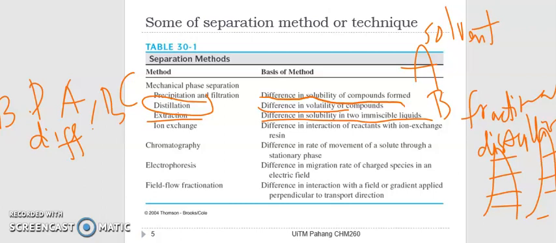Okay, combined. Ion exchange, we use ion exchange when we want to separate samples or analytes that have difference in interaction of reactant with ion exchange resin. So ion exchange ni kita akan ada apa? We are going to have resin, so resin exchanger. Contohnya kalau kita nak exchange cation ion, kita akan ada negative resin. Kalau kita nak exchange anion, kita akan ada cation resin.